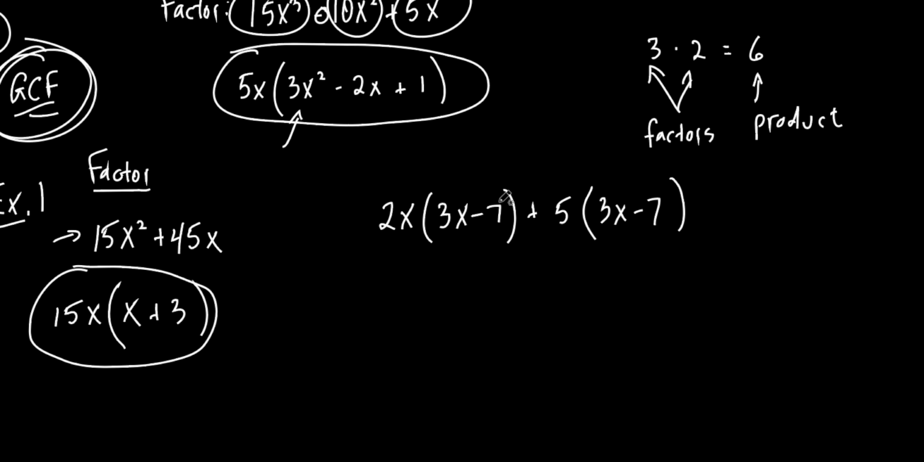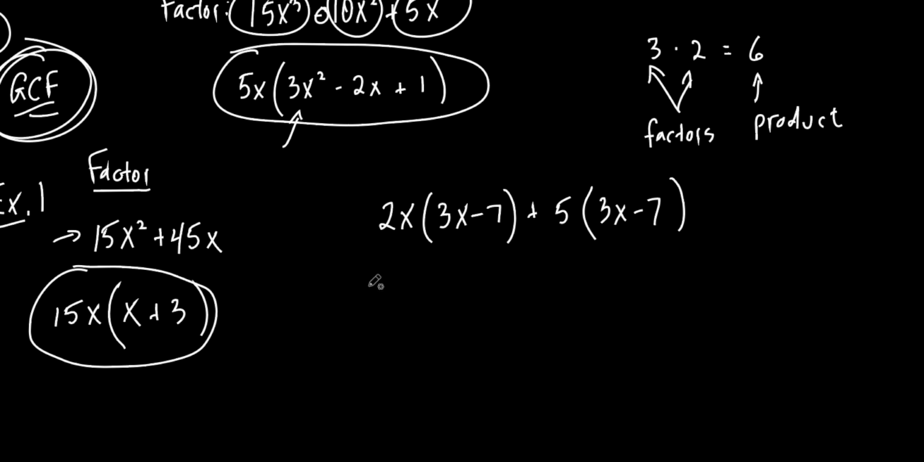Okay, so now let's take a look at this. How many terms do I have here? Two. I've got this one, and I've got this one. Everybody with me? So what's in common with both of those? A 3x minus 7, right? That whole parentheses is in both of those terms, correct? So that's my common factor. That's the only thing I have in common with both of those.